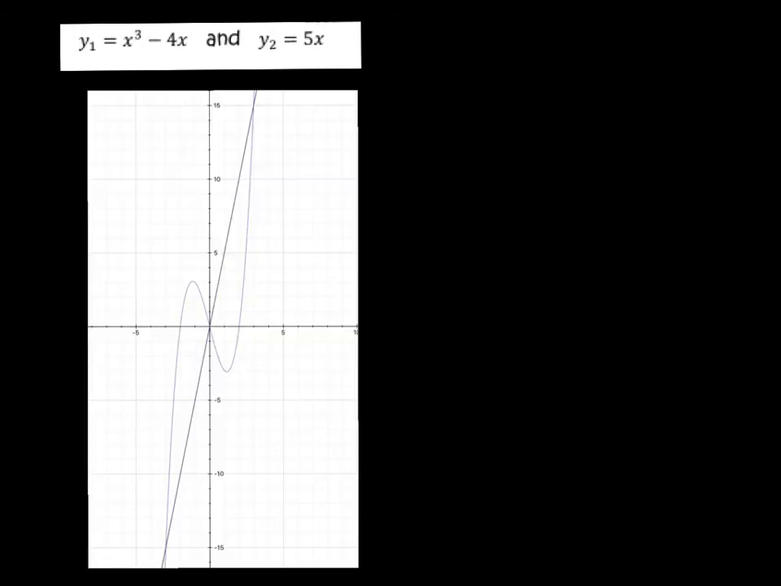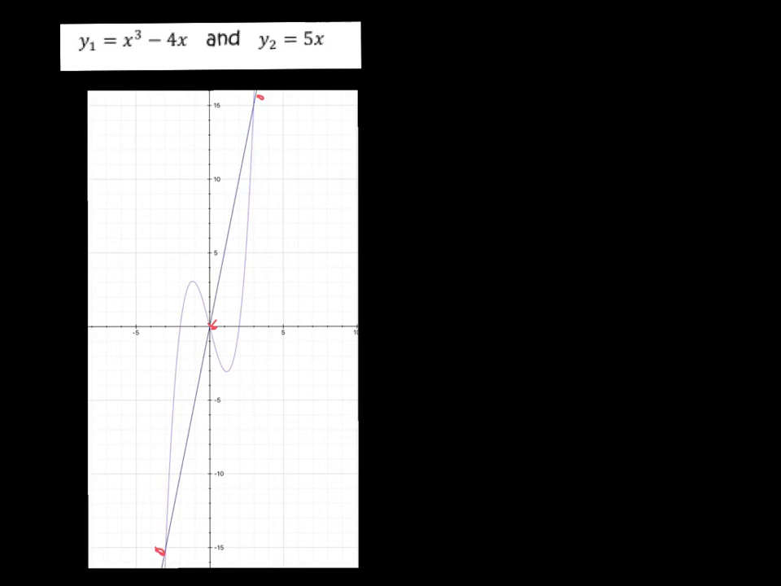And last but not least, we are going to solve an exercise in which the two functions intersect each other more than twice. This is a polynomial function, x cubed minus 4x, and a linear function. Let me show you the graph. So this is the graph of those functions, the polynomial function and the linear function. And as you can see, these functions intersect each other 3 times. One at -3, the other one at 0, and the last one at 3.